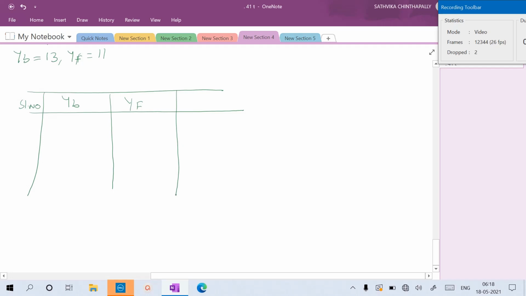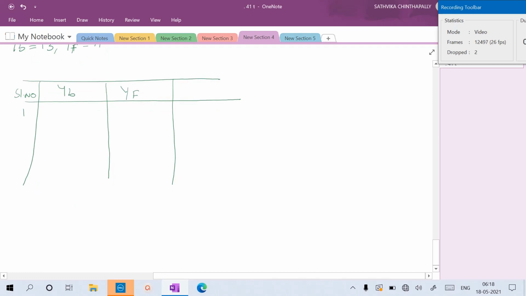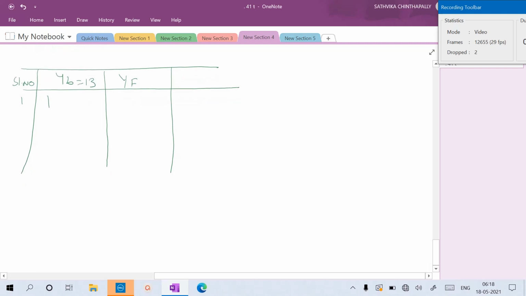Okay, so make it. Now serial number 1. That's the first conductor. Our first conductor plus back pitch is equal to 13, and front pitch is equal to 11. So back pitch plus 13, okay, that is equal to 14.